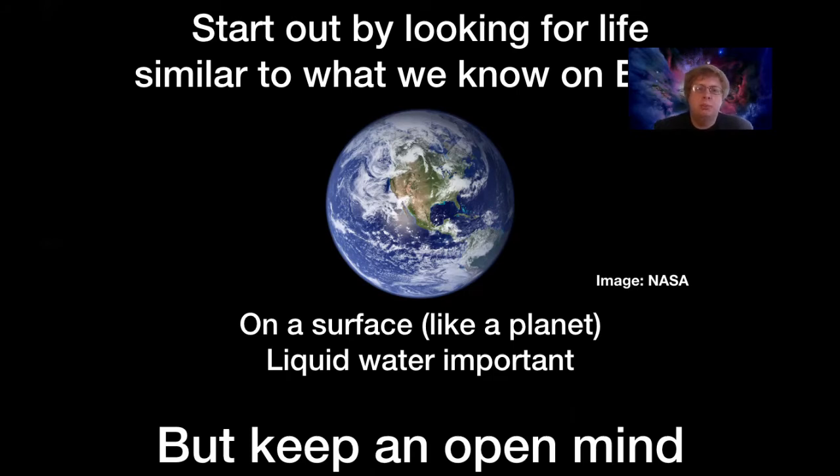So the tack that most researchers are taking right now is to start out by looking for life that's relatively similar to what we know on Earth. And practically, that means thinking about two main considerations. Number one, we're generally thinking about life that exists on the surface of a planet, something like our own Earth. Perhaps that's not necessarily true.